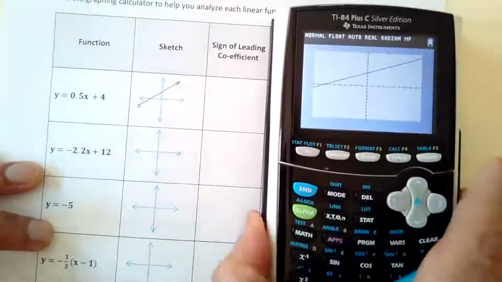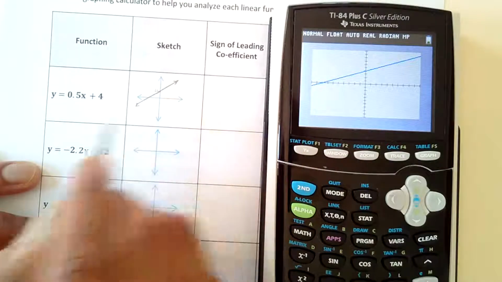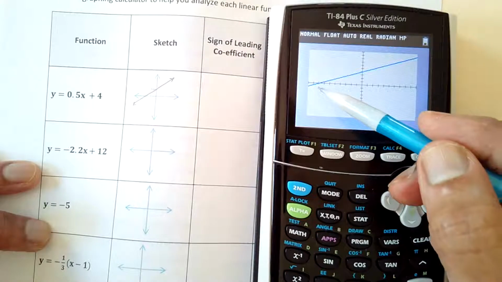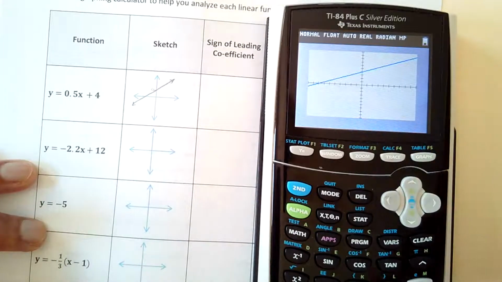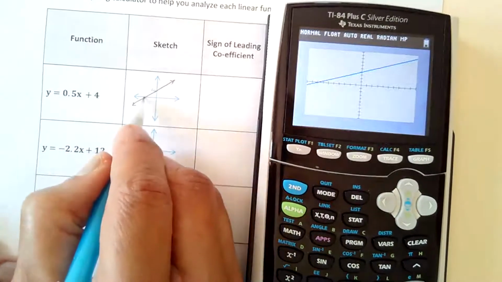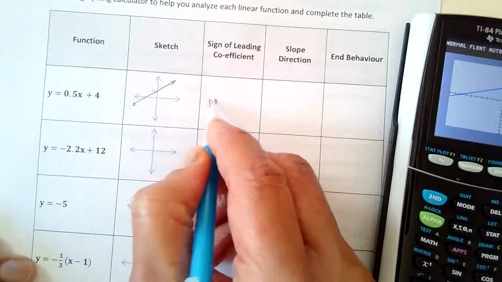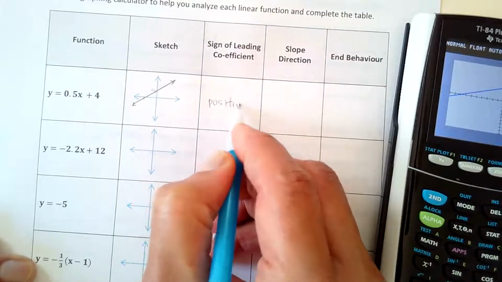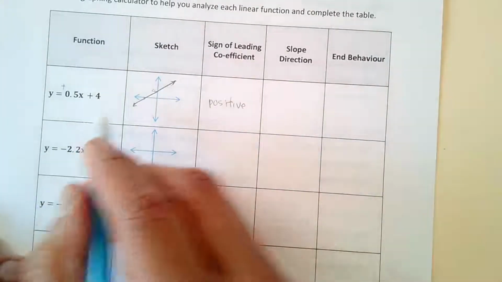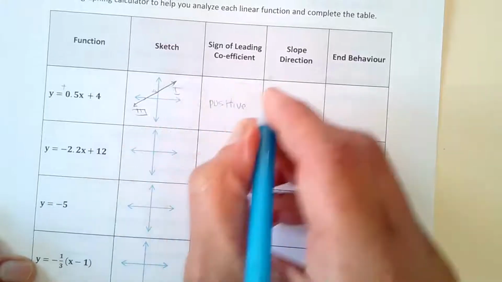Now, from our calculator, I can tell right now is 1, 2, 3, 4, and this will be 1, 2, 3, 4, 5, 6, 7, 8. Another way of finding it, we can use our x-intercept here. So the sign of a leading coefficient is positive. Notice it's positive here. It's not written. The slope direction is from quadrant 3 to quadrant 1.